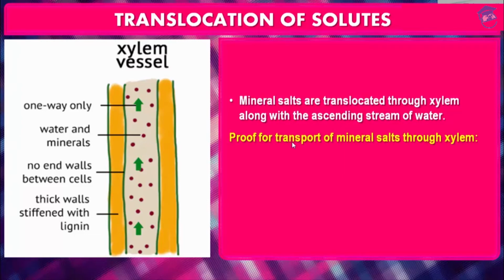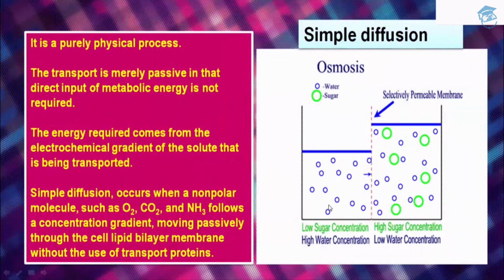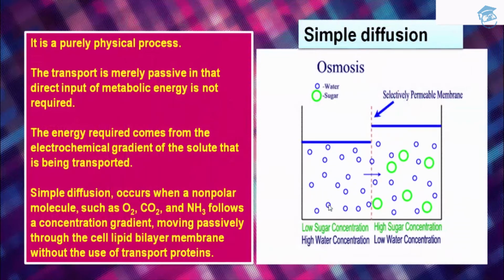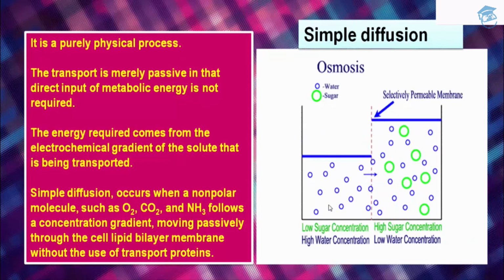Now, what is the proof for the transport of mineral salts through the xylem? Analysis of xylem sap shows the presence of mineral salts in it. That means your xylem, which is a conductive tissue, transports water as well as minerals from the root to the upper part of the body. Another proof for the transport of mineral salts through the xylem is the use of radioisotopes of mineral elements. Now we will discuss simple diffusion. As I have told you, there are three fundamental ways through which nutrient uptake takes place.